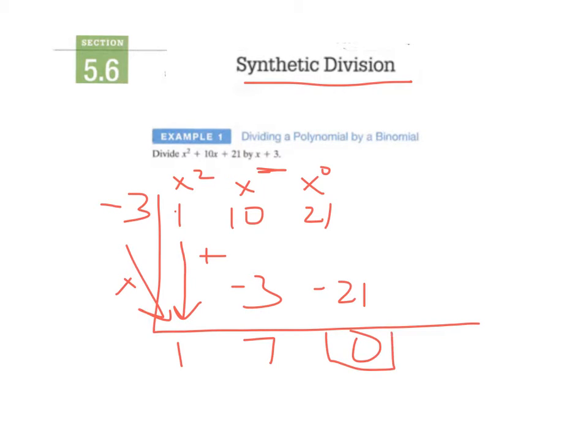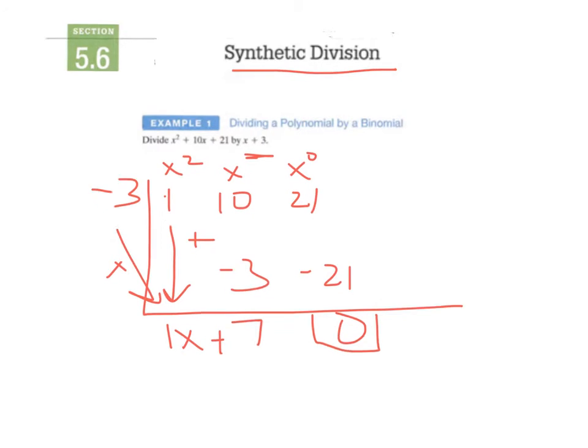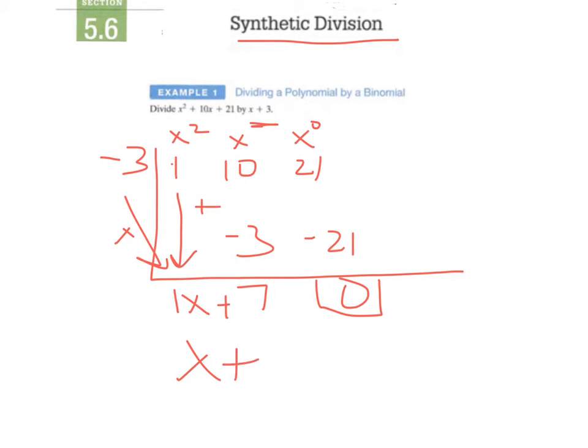This is the remainder. This is the x, and this is our number. So our answer is x plus 7. So we can do synthetic division because that's an x.